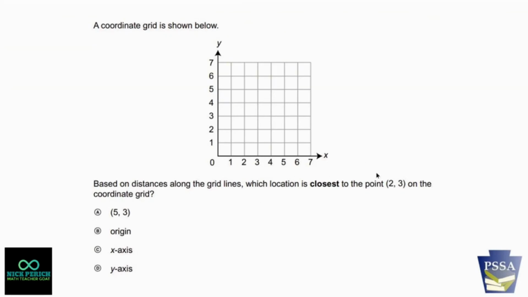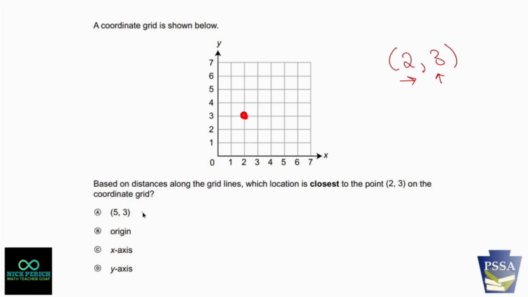Now, when you graph ordered pairs, and we care about (2, 3), if it's a positive 2, you go right, and if it's a positive 3, you go up. That's our x value, that's our y value. So we're going to go right 2, up 3, and we care about which of those 4 points down here is going to be closest to that red point.